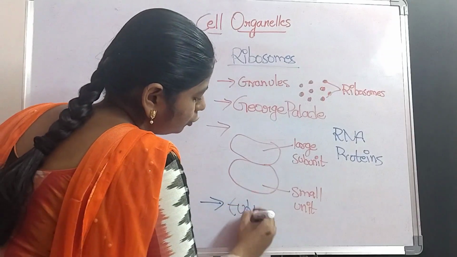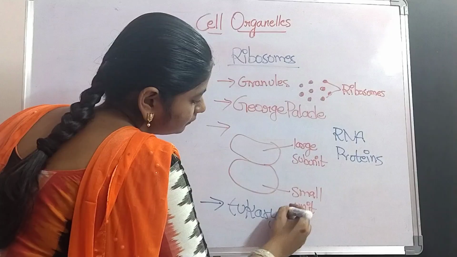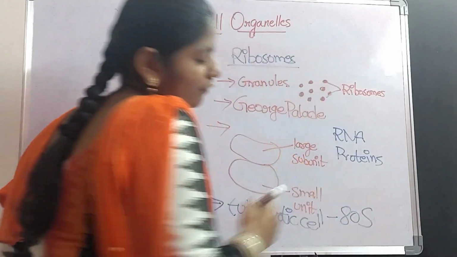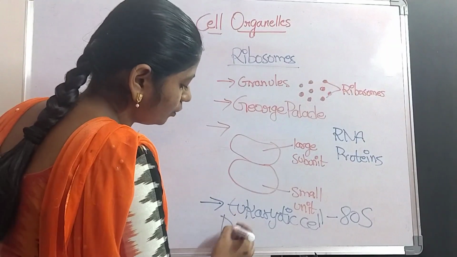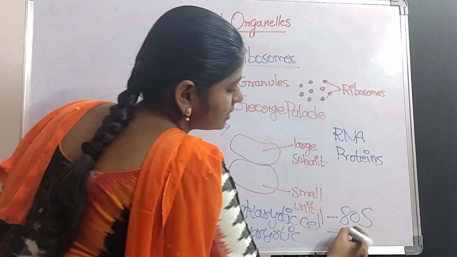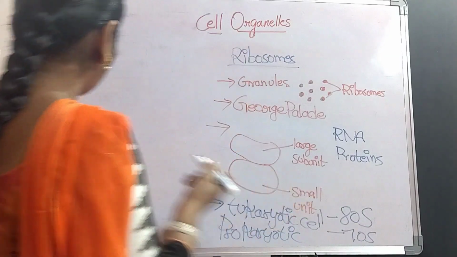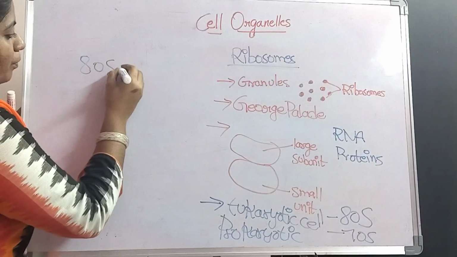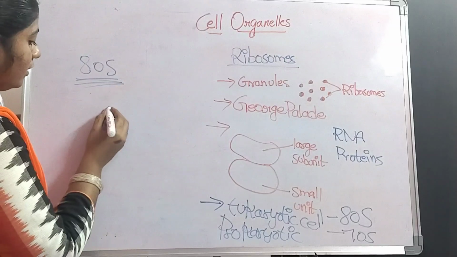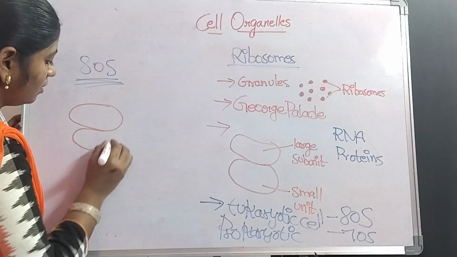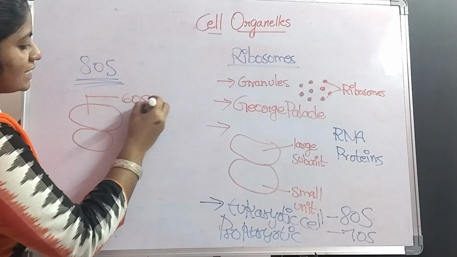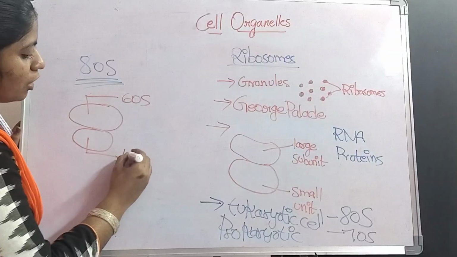Most of the eukaryotic cells contain 80S type of ribosomes. And in the prokaryotes, the type of ribosomes which are present are 70S type of ribosomes. Coming to the 80S type of ribosomes, what are the smaller subunit and larger subunit? This is the structure of the 80S type of ribosome. The larger subunit is 60S and the smaller subunit is 40S.